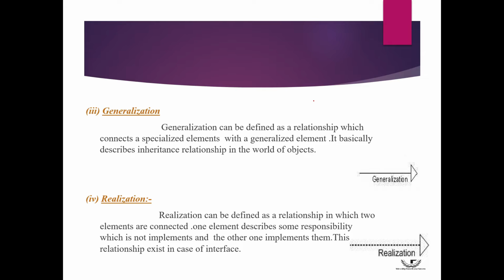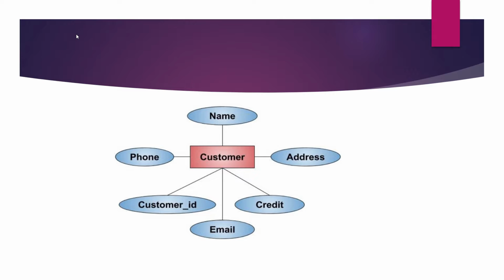ये क्या डिफाइन करता है? ये डिफाइन करता है एक इनहेरिटेंस रिलेशनशिप, and it can also be defined as a relationship which connects a specialized element with a generalized element. It basically describes the inheritance relationship in the world of objects. जैसे कि this sign is used for generalization. Okay, this is used for the purpose of generalization. We will discuss it in detail also. So let's look.